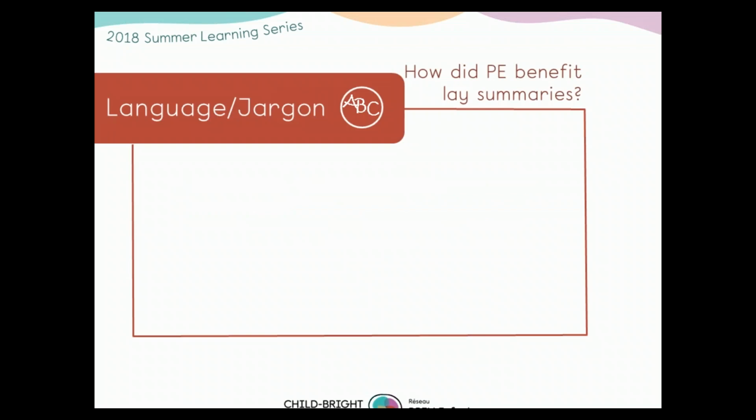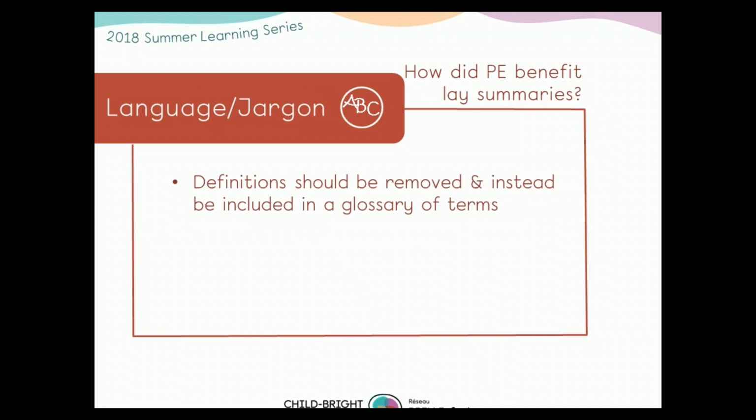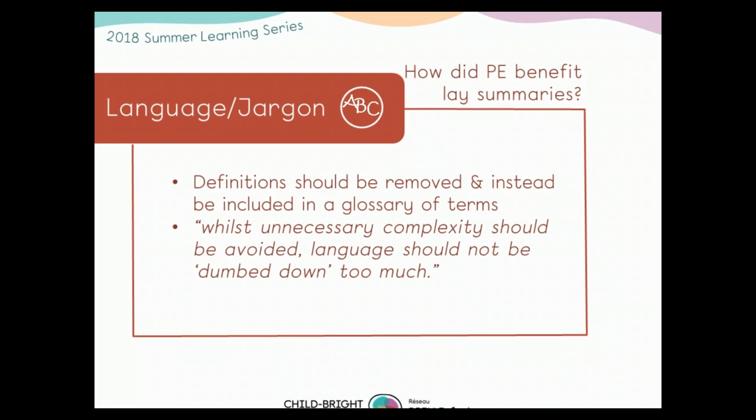So one of the main points raised by the group as they were reviewing these lay summaries was that definitions should be removed and instead be included as a glossary of terms. They argued that definitions within the text made it cumbersome and repetitive, which would certainly be a barrier for readers trying to be engaged with the content.